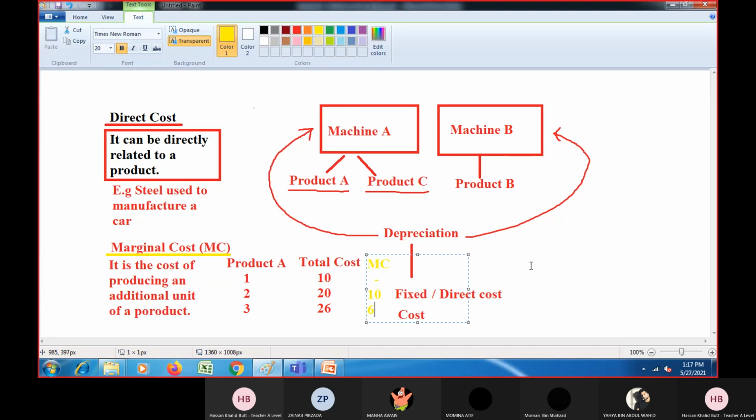There is actually a way to calculate it as well. That is the formula. Marginal cost is equal to the change in total cost divided by the change in output or units. Now see, you will get the same answer.